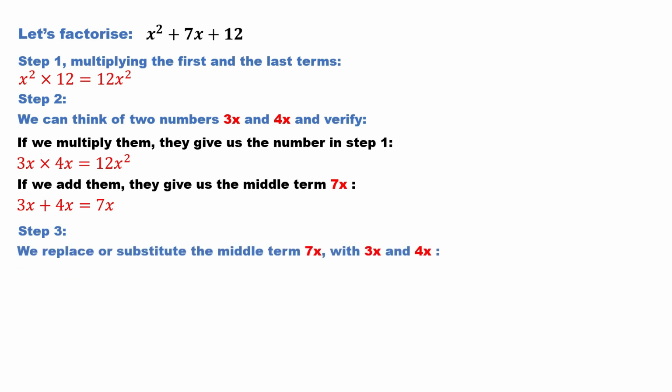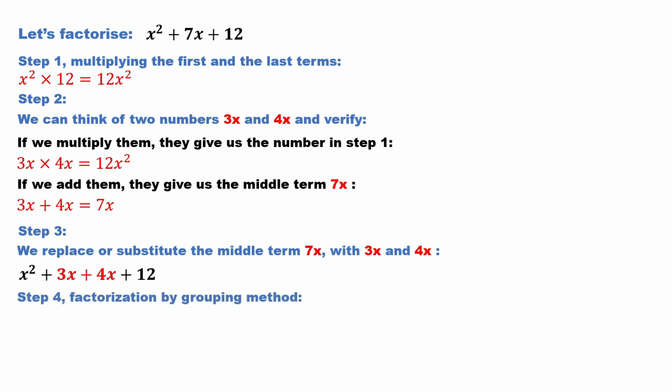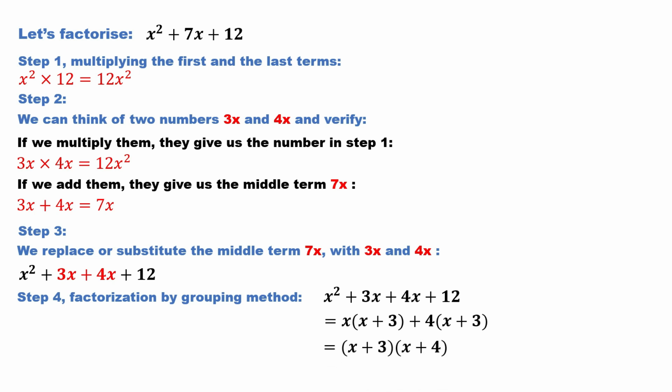Here we are now replacing or substituting 7x with 3x and 4x. So, our expression will become x squared plus 3x plus 4x plus 12. From here, we can now use the grouping method to factorize. We can start by factoring out x and get x plus 3 in brackets. Then we factor out 4 and get x plus 3 in brackets again. Hence, we can now factor out x plus 3 in brackets and get another bracket with x plus 4.